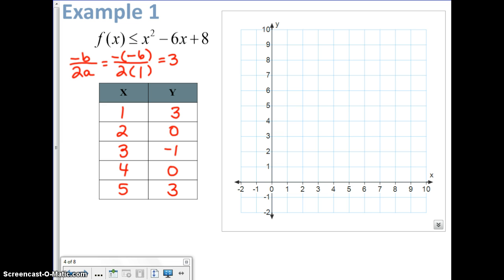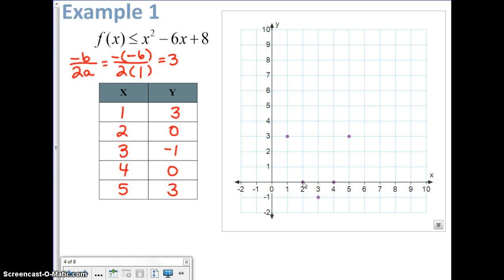Alright, very good. Now we need to plot these points. So I have 1, 3, 2, 0, 3, negative 1, 4, 0, and 5, 3. Now I need to figure out, do I need a dashed line or a dotted line? Look back at the problem. I have an equals to bar on my less than, so this will be a solid line.